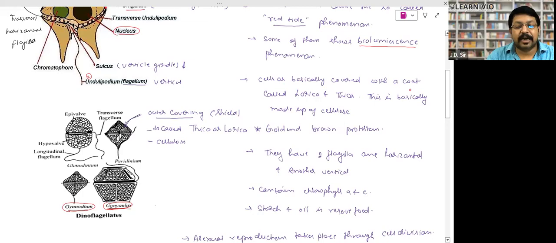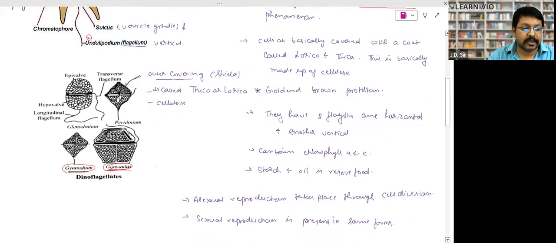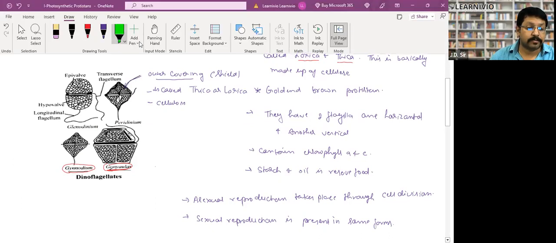Cells are basically covered with a coat. You can see there are plate-like structures. So these cells are covered with a covering, a coat. This covering is called lorica or theca. You have to remember this. You can see the covering is outside, and this covering is called lorica or theca.